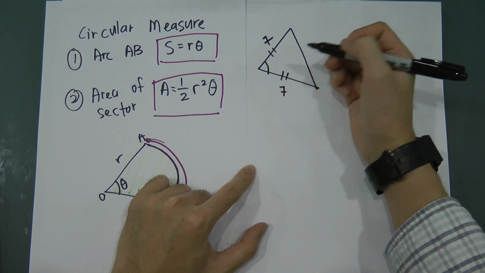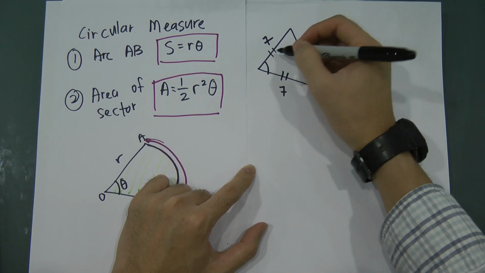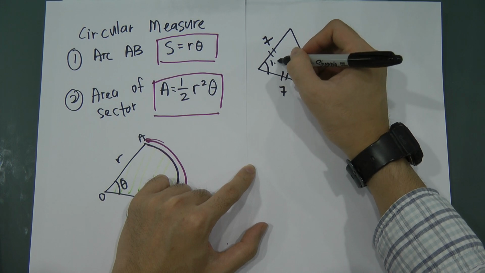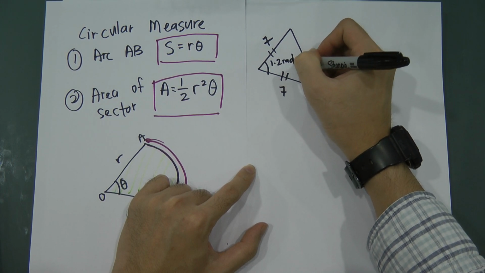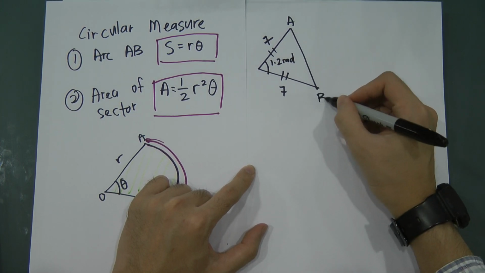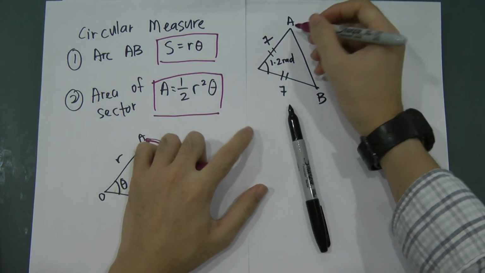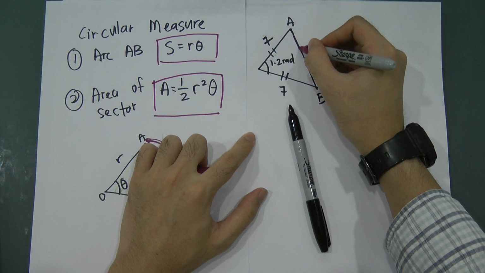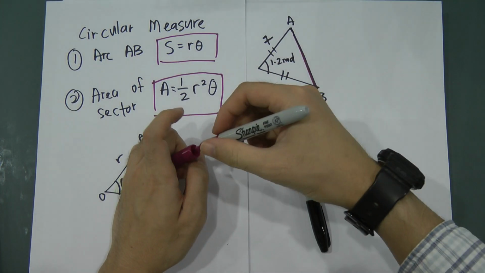Okay, and then this one I just randomly give. Okay, this is 1.2 radian. Now I want to find the length AB. How to find the length AB? This one. Find the length AB.